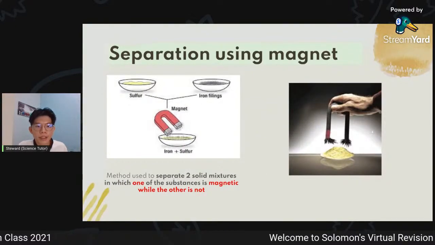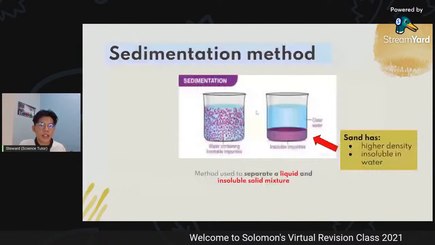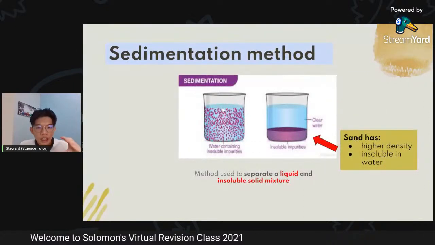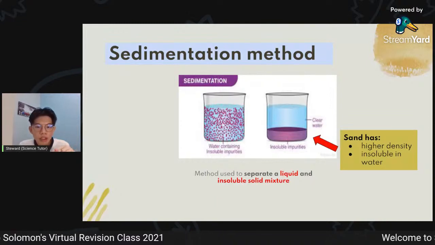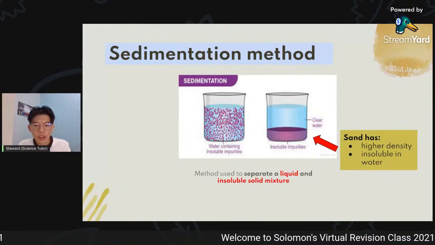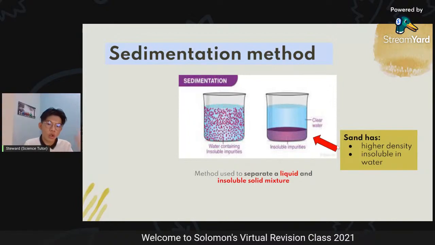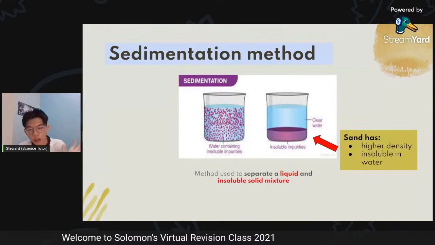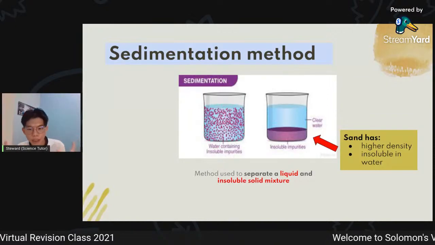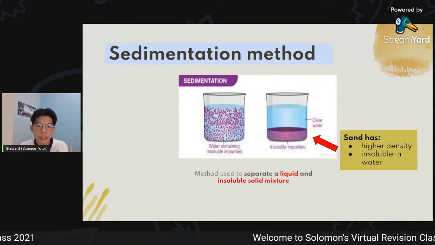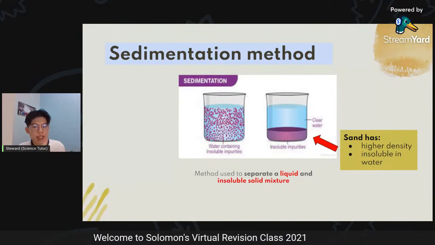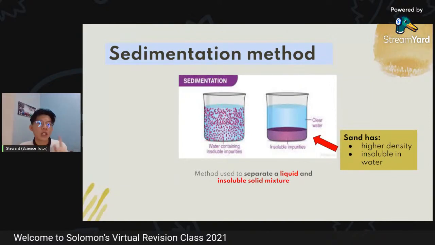Furthermore, we have the sedimentation method. Sedimentation is separating a mixture of a liquid and an insoluble solid. You might get confused with filtration because filtration is the same, right? For example, we have stones or sand in water. One is insoluble and one is a liquid. How do we separate them? We can actually use both. Both are acceptable, filtration and sedimentation, but it depends on the situation.